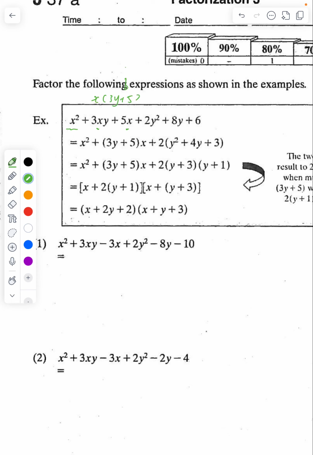This guy is my b. And then I will have everything that's non-related to x through to the back. In this case, I will have 2y squared plus 8y plus 6. In this case, I can factorize the 2, 8, 6 with 2, and then y squared plus 4y plus 3. And very easy factorization for this, y plus 1, y plus 3.